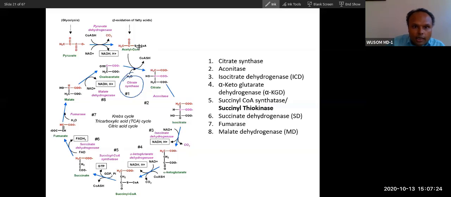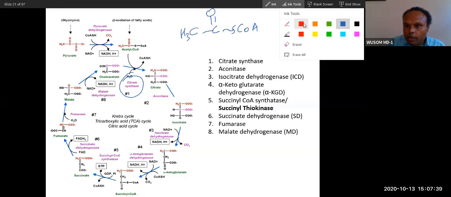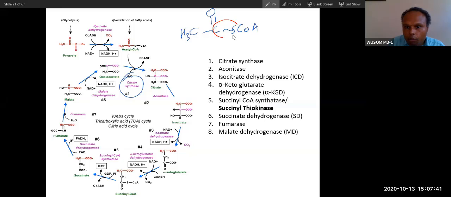So you can see this coenzyme. Whenever a coenzyme is bound to any molecule, this is acetyl coenzyme A. Now I'll tell you one thing very important. This bond is a very high energy bond, okay? Because when this bond breaks, there will be release of a high amount of energy.